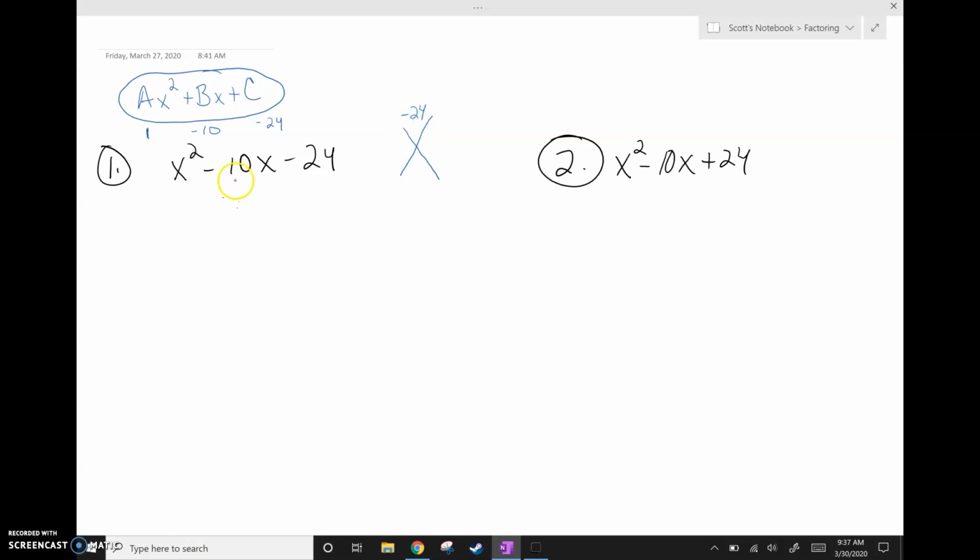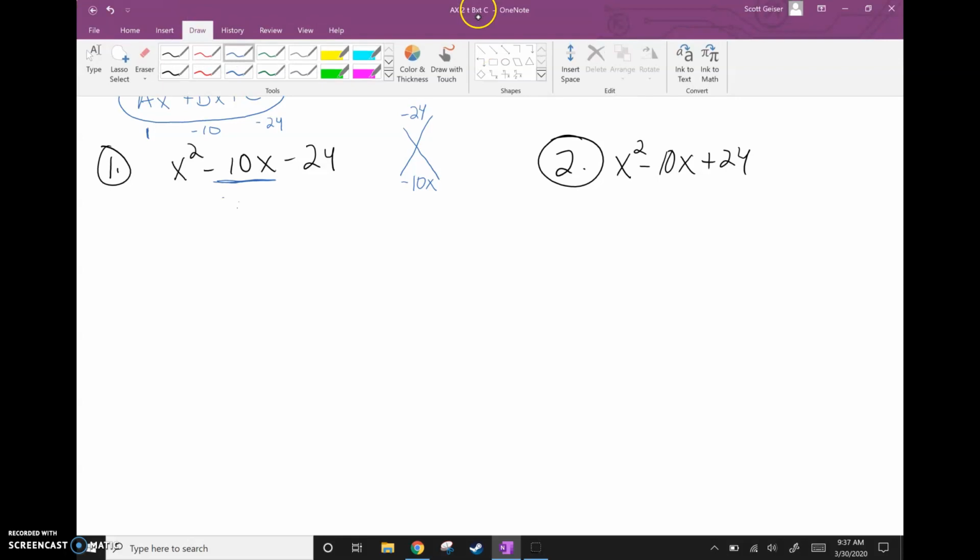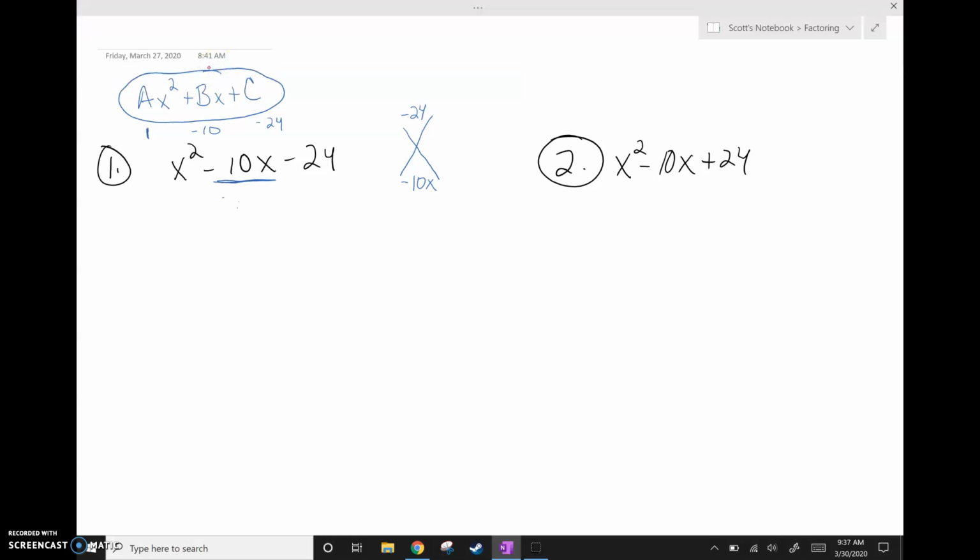Then this b value is going to come down to the bottom, so a negative 10x would come down there. What I'm trying to do is find two numbers that multiply to the top and add to the bottom. So I'm trying to find the factors of 24. If you need to, you can list them out. Numbers that multiply to 24 would be 1 and 24, 2 and 12, 3 and 8, and 4 and 6.